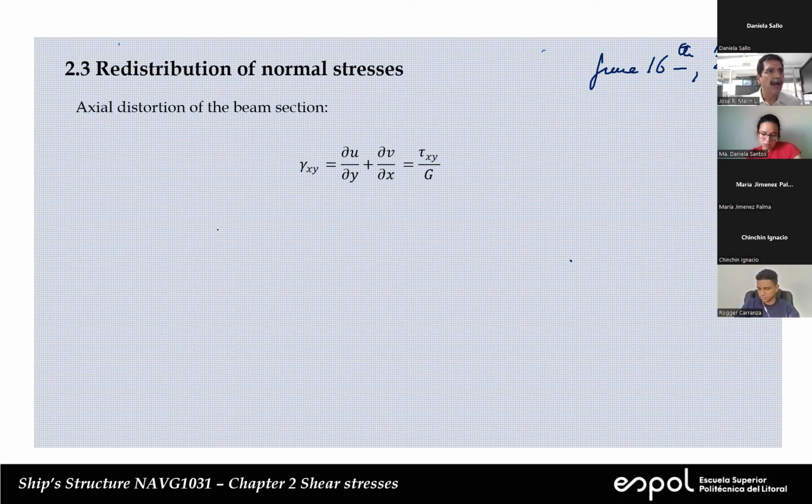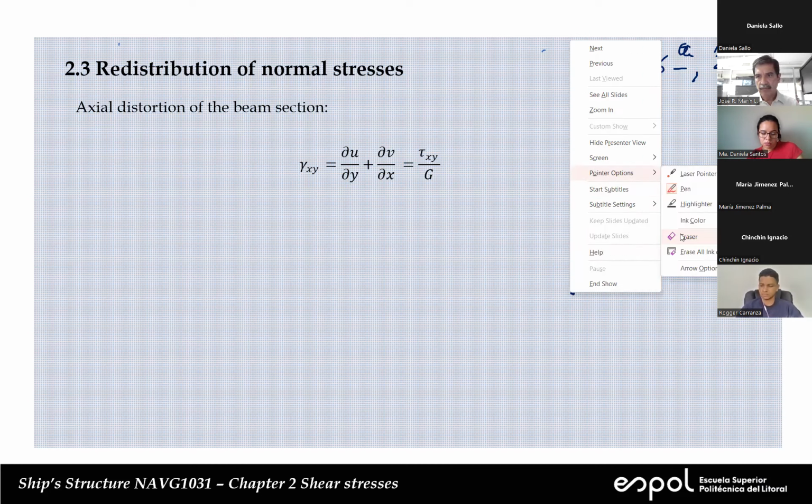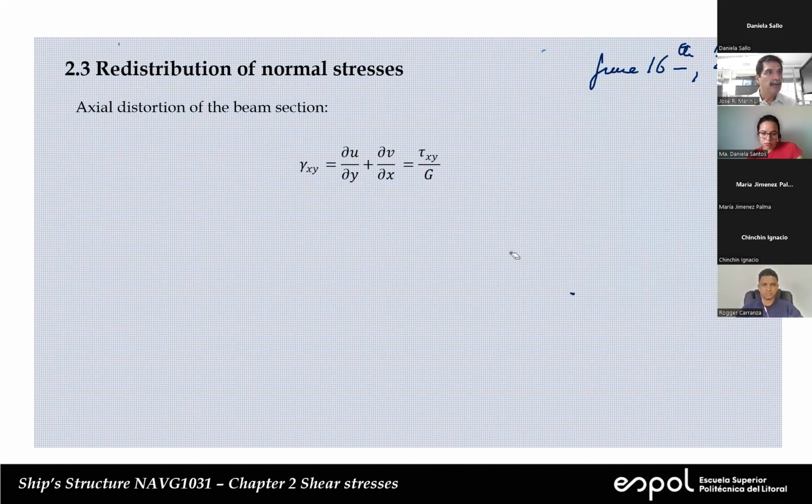Miss Jurado, do you know where this expression comes from? Gamma equals du/dy plus dv/dx, and is equal to tau divided by G. Do you recall from where we get this expression, Miss Jurado? Miss Jurado? She tried to turn on. Okay, let's see somebody else.